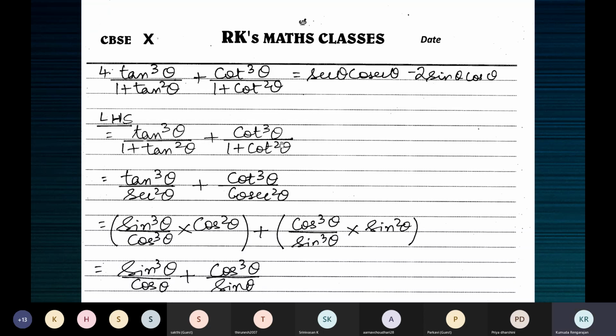This is the LHS. In the LHS, the denominator of the first term is 1 plus tan square theta, so that is secant square theta. The denominator of the second term is 1 plus cot square theta, and that becomes cosecant square theta. Next, I've told you, if you want to shift a ratio from numerator to denominator or denominator to numerator, write its reciprocal ratio.